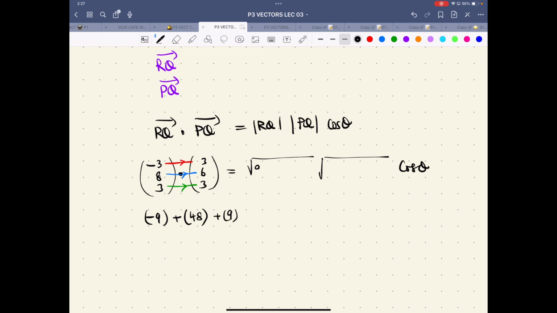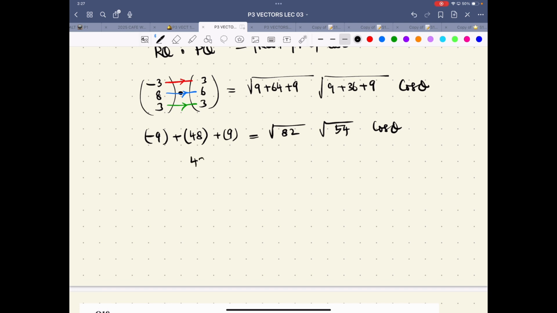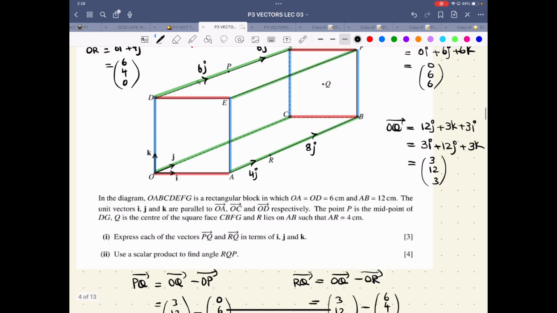And over here, 3 square is 9, 8 square is 64, 3 square is 9, 3 square is 9, 6 square is 36, 3 square is 9. So this is square root something cosine of theta. 64 plus 16 is 80, 82. 36 plus 18, how much is that? 54. So therefore, 9 cancels out. 48 divided by square root 82, square root 54 is cosine theta, and naturally you would use a calculator and you will find the value of theta. Since the numerator is positive, the angle will come out to be acute. All good, all clear? That is the first question.